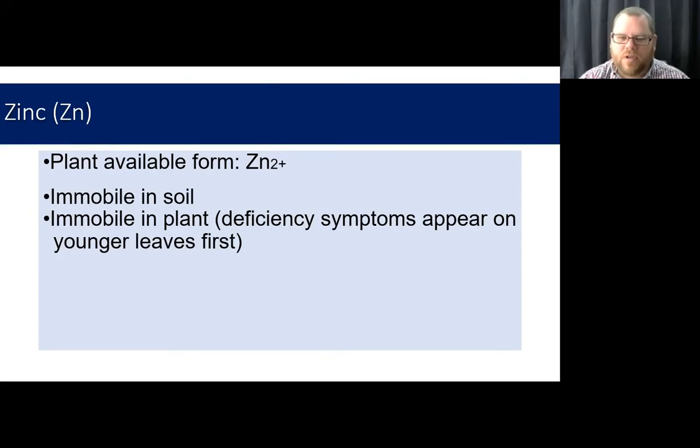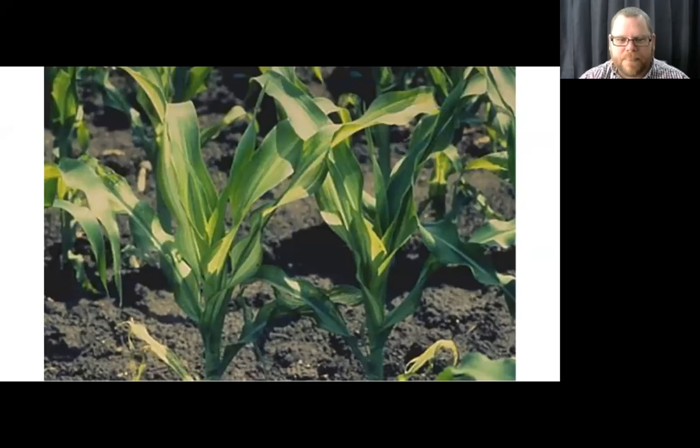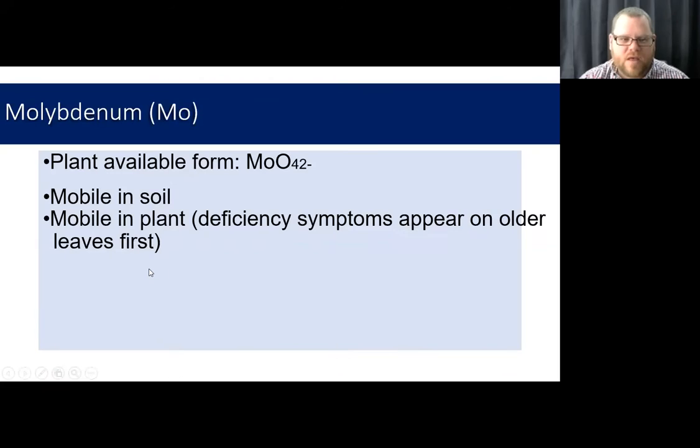Zinc, immobile in both. Major functions are cell elongation and growth, activating enzymes, and eliminating free radicals in the plant. Some of the deficiencies include stunting, rosetting, or interveinal chlorosis or mottling. So here are some zinc examples.